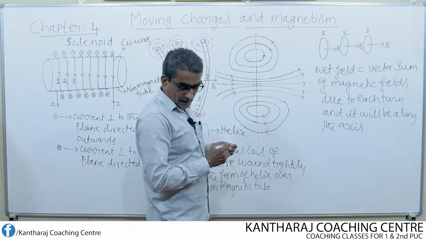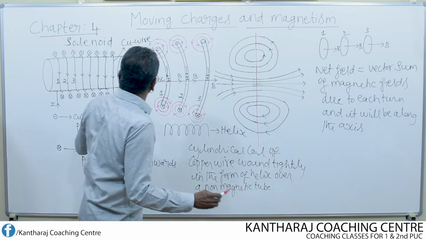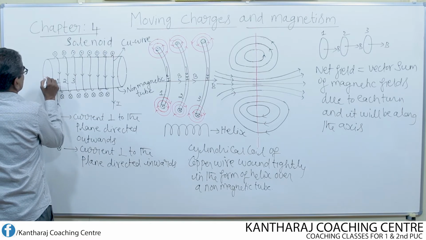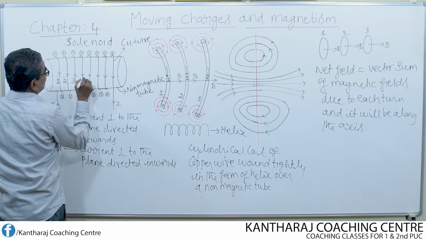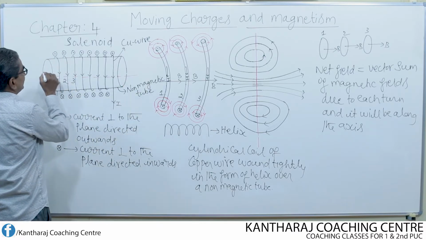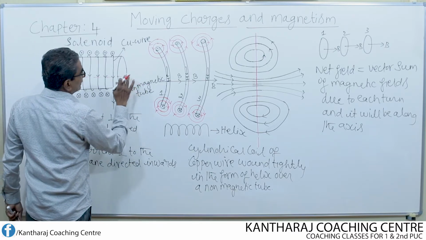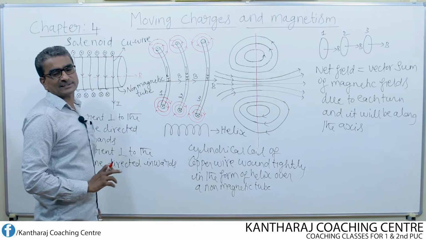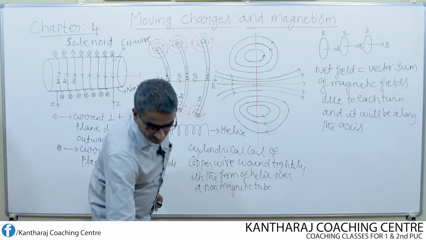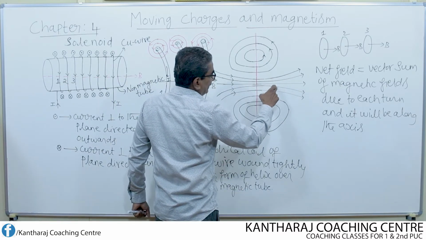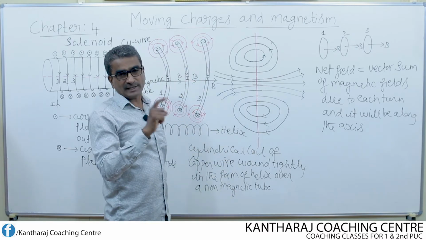Now, how will be the axis? We can represent one axis like this. So, the dotted line in which I am writing gives the axis. If this is the axis, then the direction of magnetic field will be all along the axis. That is what we have written here. Look here. What does this represent? All these lines represent the magnetic field direction.